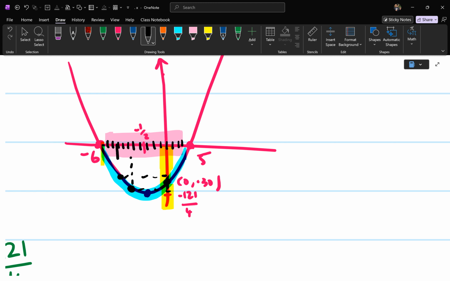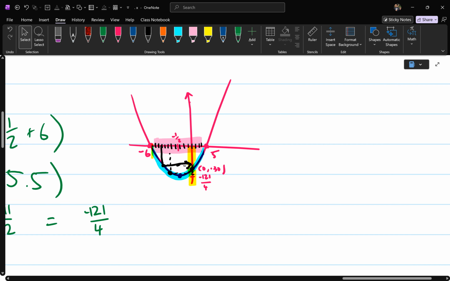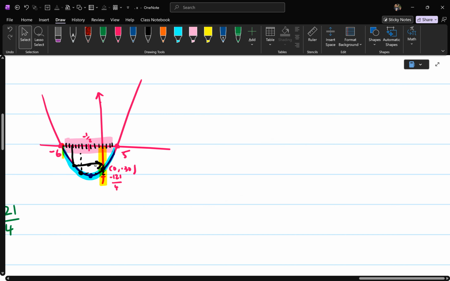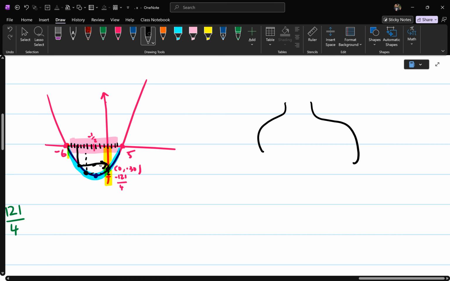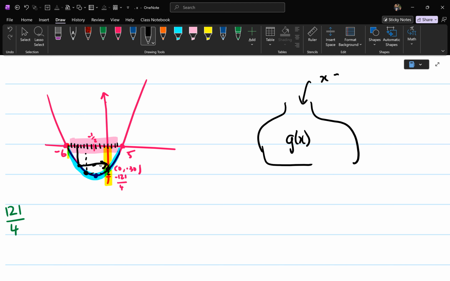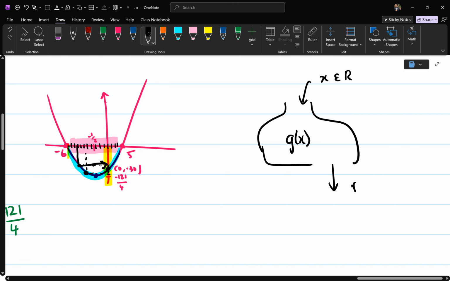Every x coordinate here corresponds to a negative y value. So what this tells me then, if g of x, remember I'm going to draw the machine again, g of x, you can put in any number you want. The problem occurs right here. The y value, the range for g, I'll call it random g. The problem was that it would include negative 121 on 4 to infinity.